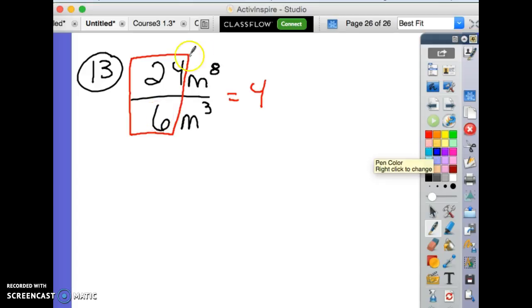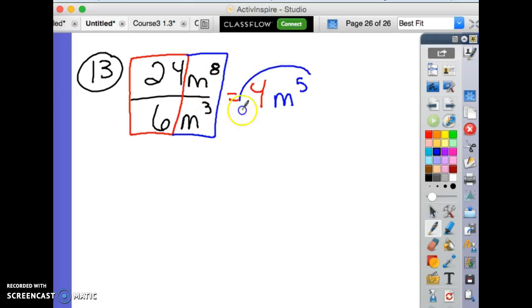Now I look at my like bases. Okay, that's what number 2 on the marker board, the rule says, divide like bases, subtract exponents. So my like base is m, my exponent is 5. So notice the difference between 13 and 11 or 5. Okay, it's 2 parts here. This is our base. On 11 and 5, the number was our base, but that's because it had an exponent. Here, these numbers do not have exponents, so we just use them like we normally would.